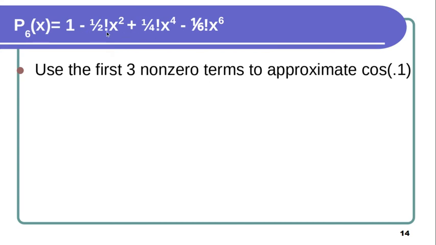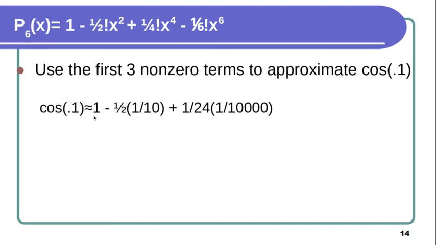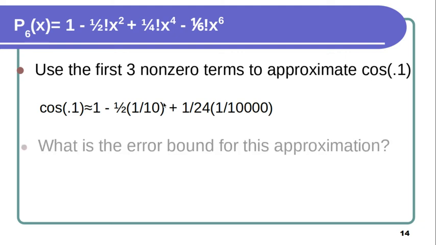We could also use this series now to do certain things. So it says to use the first 3 non-zero terms. So that doesn't mean 3rd degree. It means first 3 non-zero terms to approximate cosine of 0.1. So we're going to take these first 3 terms and just replace x with 0.1. And that would give us this approximation. We don't actually have to evaluate it. We can just leave it in this form. 1 minus 1/2 times 1/10 squared. There should be a squared right here. Sorry, that was my mistake. So it should be 1 over 100 plus 1 over 24 times 1 over 10,000, because that's the 4th power.